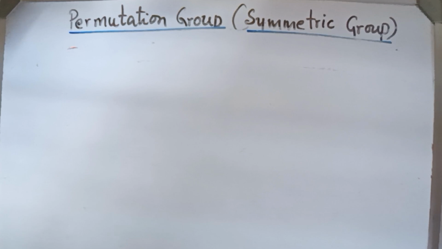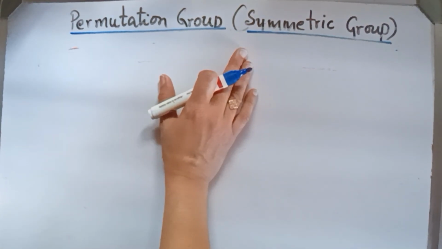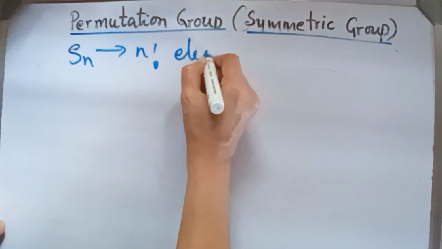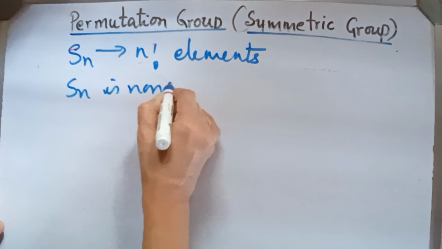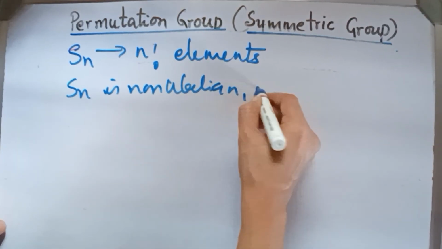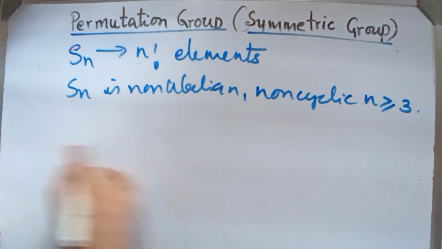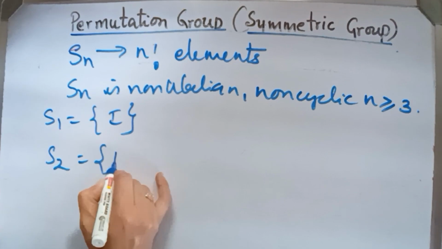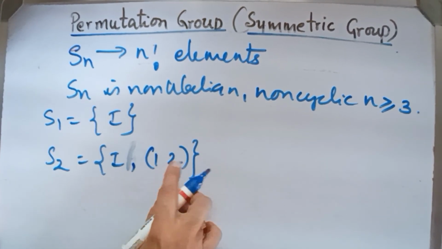So I had explained what a permutation group is. It is the set of all bijections on n symbols. It is denoted as Sn, and Sn has n factorial elements. Sn is non-abelian and non-cyclic for n greater than or equal to 3. So how to write S1? It is just the identity. S2 is the identity and, written in cycle notation, (1 2): 1 goes to 2, 2 goes to 1.